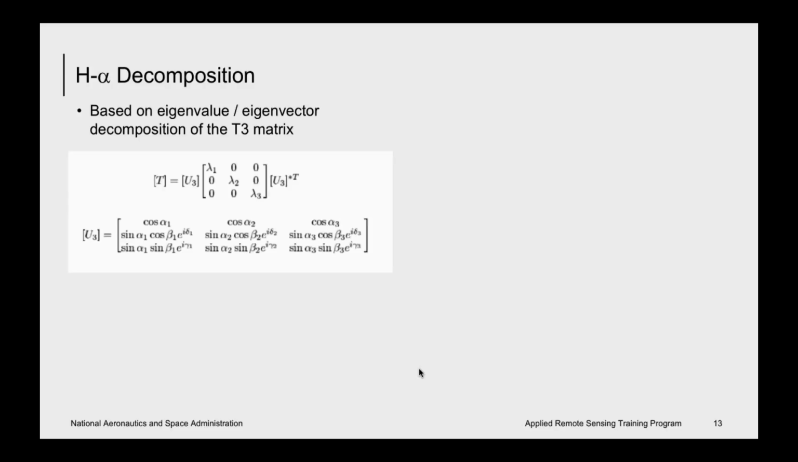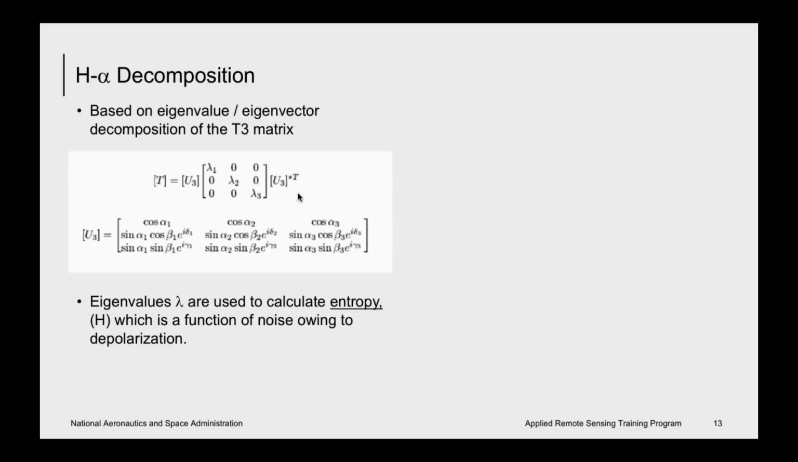The H-alpha decomposition is based on the eigenvalue and eigenvector decomposition of the T3 matrix. So we're starting off with our coherency matrix, and we are applying some matrix algebra there to get to this part. So these lambdas are my eigenvalues, and the U3 are the eigenvectors. The important thing to know here is that by doing this, you get independent scattering mechanisms. The eigenvalues are used to calculate entropy, and that's referred to as H. And the entropy is a function of noise owing to depolarization.